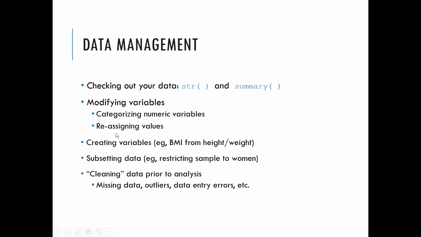We might also need to create variables. So let's say we have a data set that includes height and weight, but we're interested in using BMI in our analysis. We would then create BMI from the height and weight data. You might also be interested in only a subgroup of our sample, so we would subset the data. So for example, we might just restrict our sample to women.